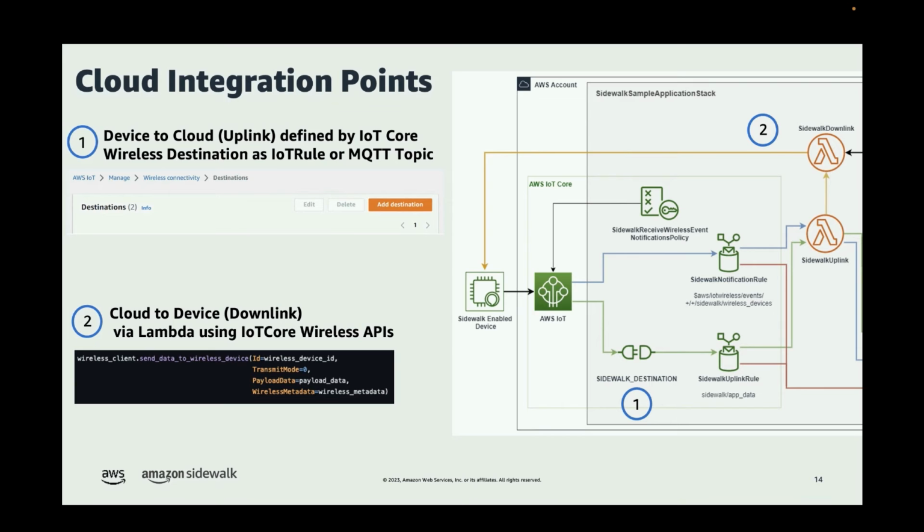Now, downstream, there are IoT Core wireless APIs that are used to send messages downstream to devices. And technically, this goes from IoT Core through the integration to the network, and then out to the device through the bridge. So there's the upstream and downstream side of this system.